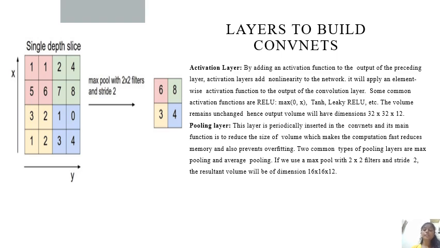Pooling layer. This layer is periodically inserted in the ConvNet, and its main function is to reduce the size of the volume, which makes the computation fast, reduces memory, and also prevents overfitting. Two common types of pooling layers are max pooling and average pooling. If we use a max pool with 2 cross 2 filters and stride 2, the resultant volume will be of dimension 16 cross 16 cross 12.